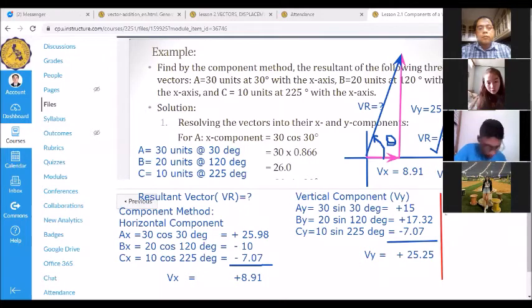Yes, sir. So theta is equal to arctan of what values? Arctan of 25.25 divided by 8.91. Sorry, that should be division here.